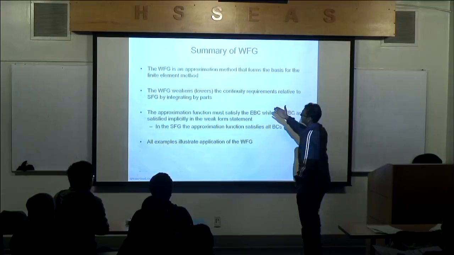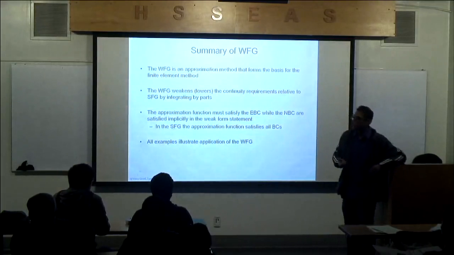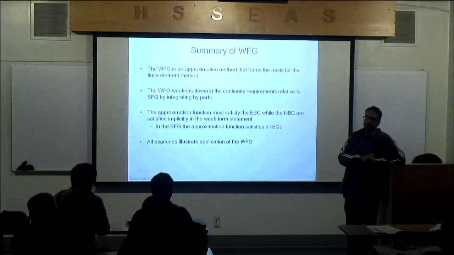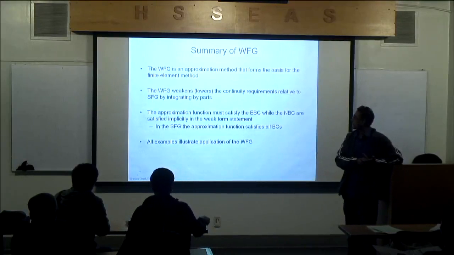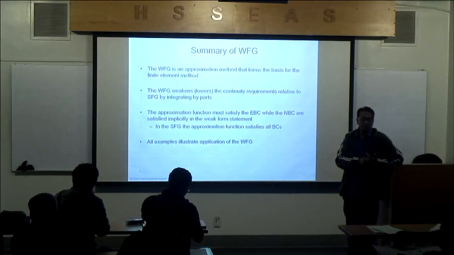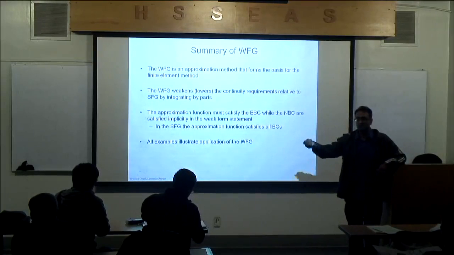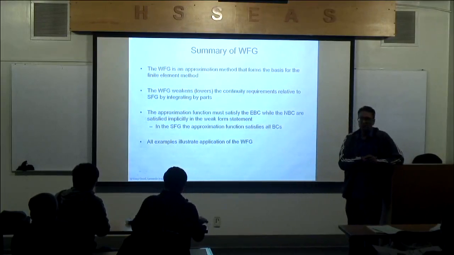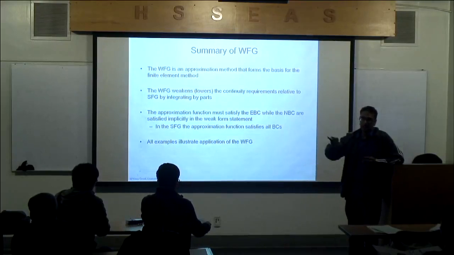The weak form Galerkin, what we've done is weakened the continuity requirements. That's why it's called weak form. We took the strong form Galerkin, basically a strong form formulation, and from there we integrated by parts. Then we select an approximation function that satisfies the essential boundary conditions. The natural boundary conditions, which is the remainder of them, I basically substituted directly into the boundary terms of the weak form. That's why I satisfied those.